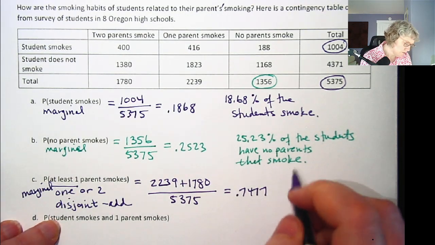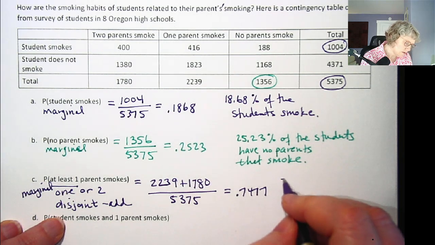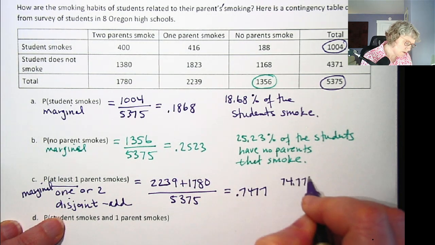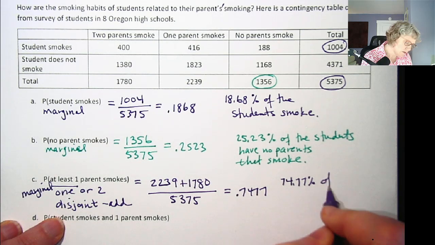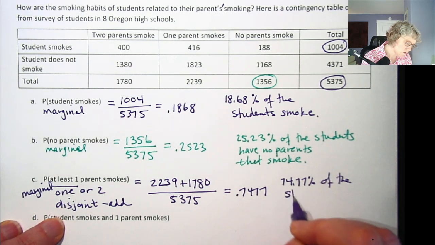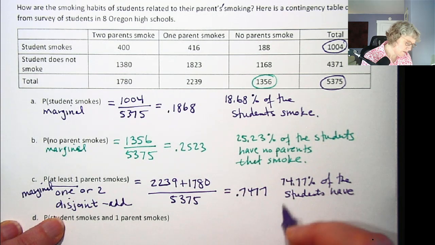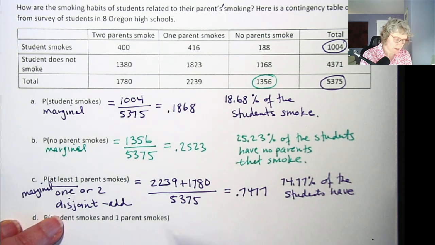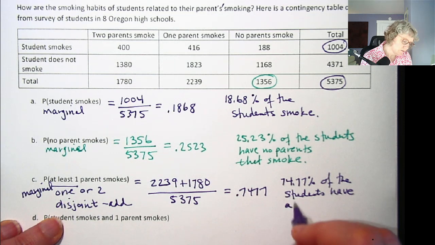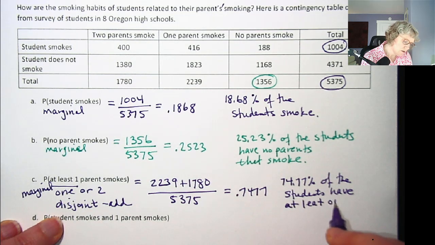Seems high to me. That's interesting. Okay, so 74.77% of the students have, I'm going to say 1 or more, but at least 1, or I can just phrase it like the question, have at least 1 parent who smokes.